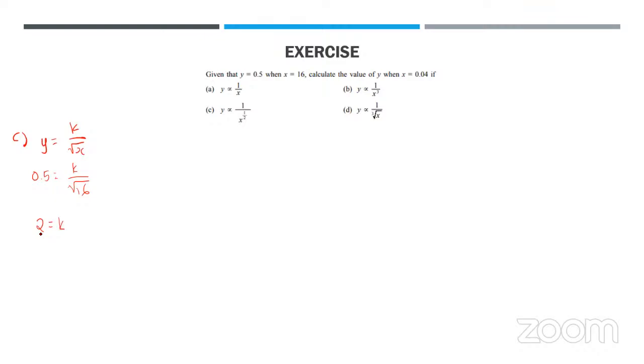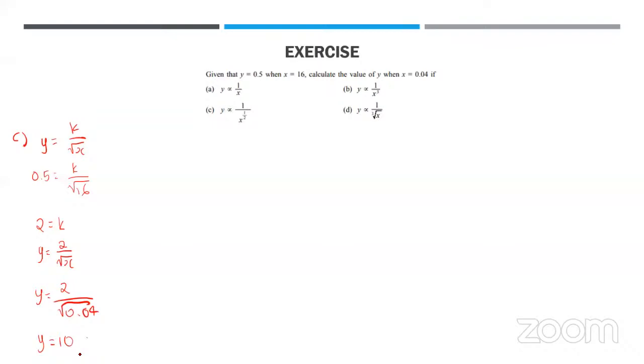Now, you just sub it back into the original equation. Y is equal to 2 over square root x. Then you get y is equal to 2 over the square root of 0.04. And then 2 divided by the square root of 0.04 is 10. And that's your final answer.